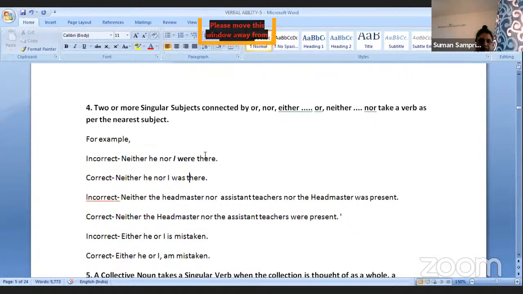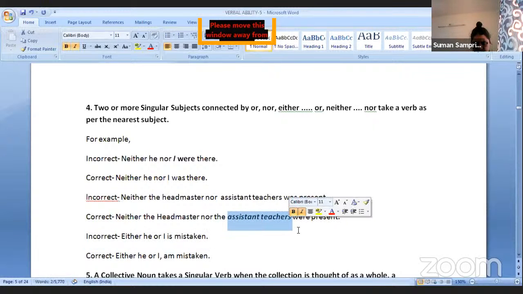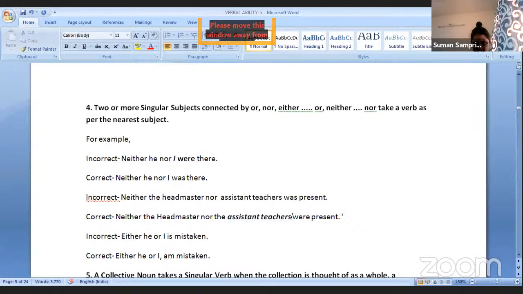Okay, consider the next one. Neither the headmaster nor the assistant teachers was present. Okay, so what should come here? Here it should be was, because the subject that is nearest to the verb is plural and that's why the verb will also be plural.